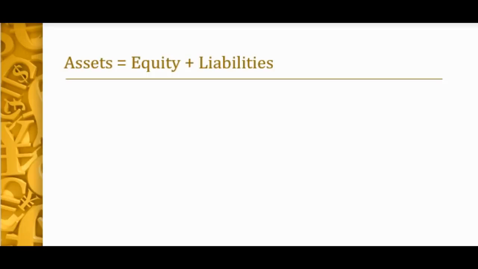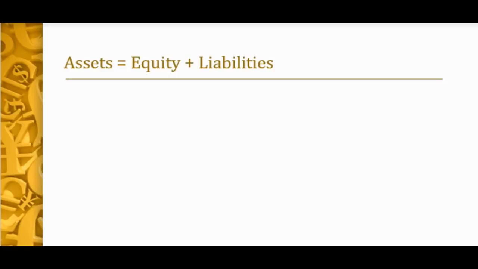If you look at the formula, always assets are on the left side and equity plus liabilities on the right side. So let us look at what assets, equity and liabilities are. Always, the value of assets equals the value of equity plus the value of liabilities.